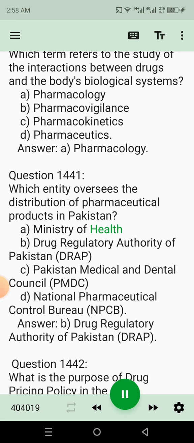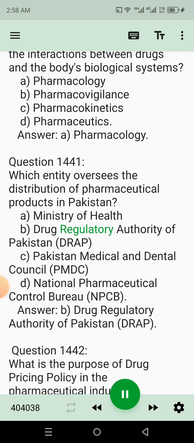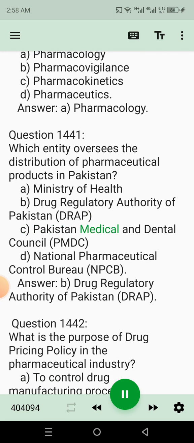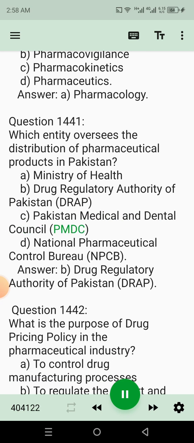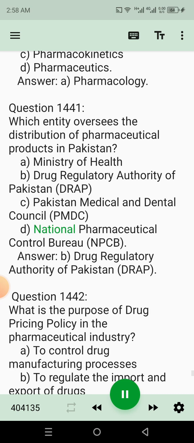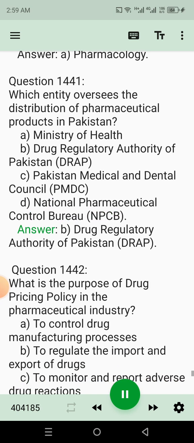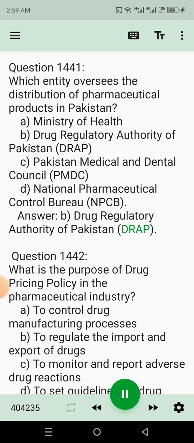Question 1441. Which entity oversees the distribution of pharmaceutical products in Pakistan? A. Ministry of Health. B. Drug Regulatory Authority of Pakistan, DRAP. C. Pakistan Medical and Dental Council, PMDC. D. National Pharmaceutical Control Bureau, NPCB. Answer. B. Drug Regulatory Authority of Pakistan, DRAP.